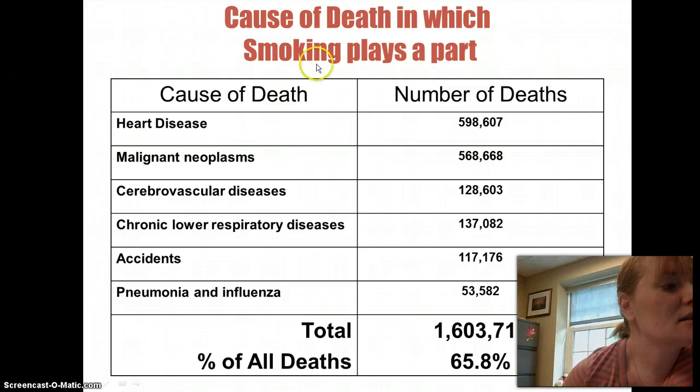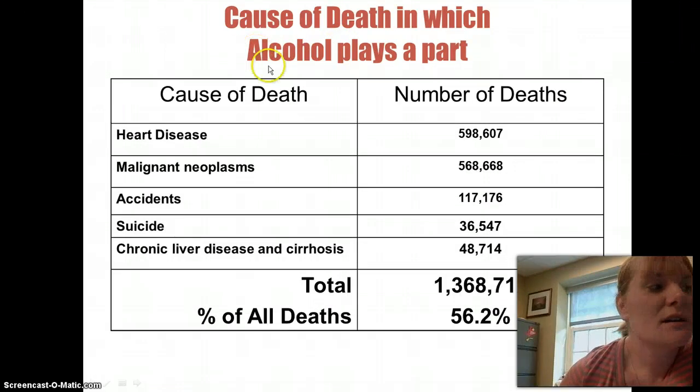And the last is going to be cause of death by alcohol. So again, many of the things that we've seen before: heart disease, cancer, accidents, suicide, chronic liver disease. So if we can modify the type of physical activity, diet, alcohol, or smoking tendencies that you have, your risk for disease will go down.